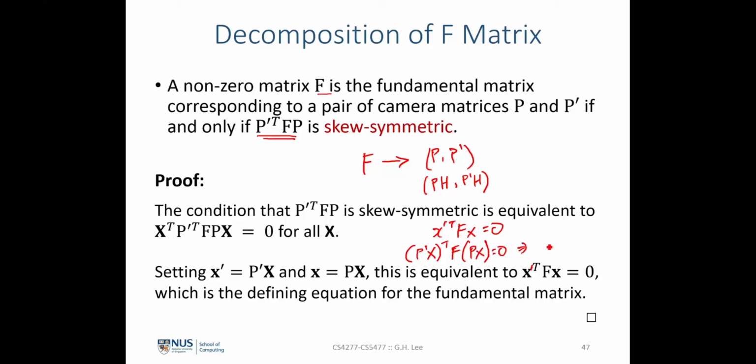And this implies that this can be rewritten into X transpose P prime transpose F and P X equals 0, which means that in this particular case here, we can check that this guy over here always has to be a skew symmetric matrix in order for this correspondence equation to remain true. Hence, we conclude that in order for F to correspond to a pair of camera matrices P and P prime, this particular relation here that we've seen earlier on must always be skew symmetric.